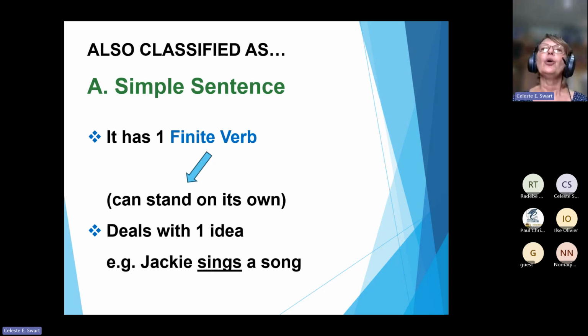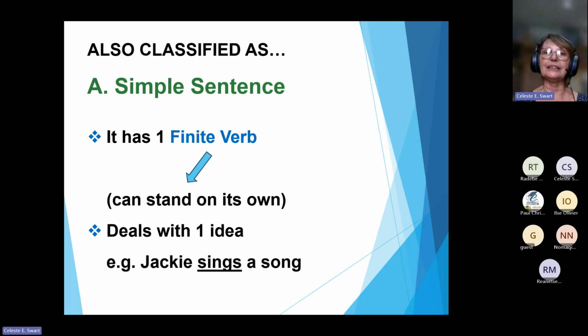Now, we also have classifications of sentences, and I'm doing them alongside the types of sentences because they fit so well together. If we think of a simple sentence, what is a simple sentence? We know there's a subject, verb, and object, and the simple sentence will have one finite verb. But what's a finite verb? Can you remember? We've done this before. It's a verb that can stand on its own. It deals with one idea.